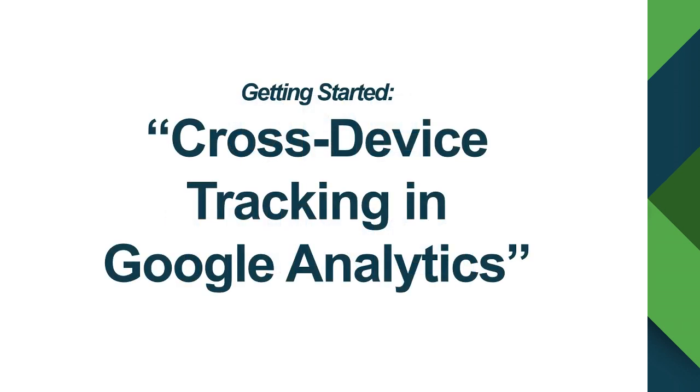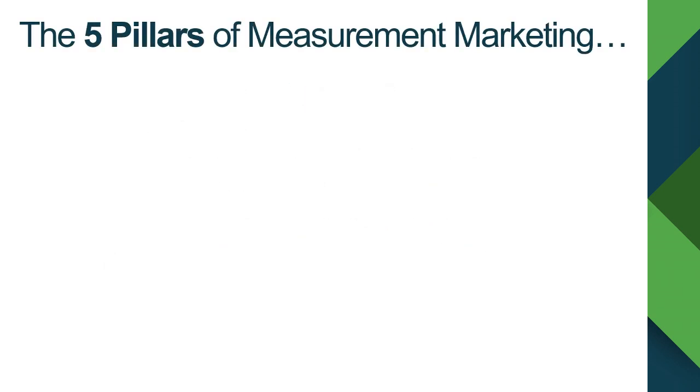Okay, without further ado, we'll go ahead and get started now with our Getting Started cross-device tracking in Google Analytics. Now, as with all of these workshops, we're going to relate them to the 5 pillars of measurement marketing because that's the whole point. Number 1, plan. You've got to make sure you know what questions to ask, what information you're going to need, what you're going to do with that information. One of the questions you might want to start asking is, how are people interacting across different devices? Well, obviously, what we're going to talk about today will show you that.